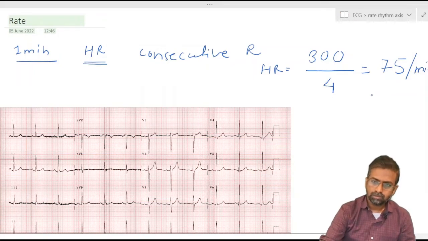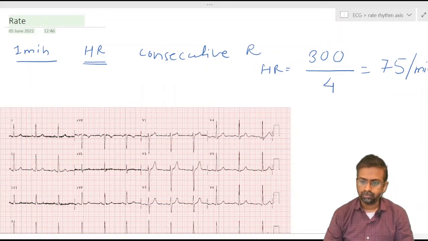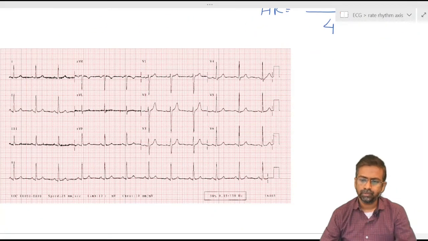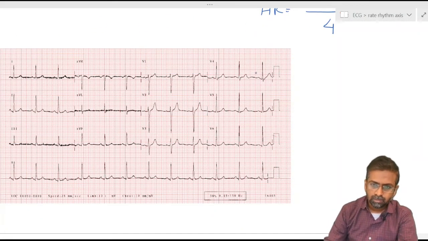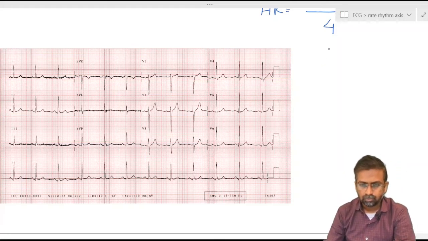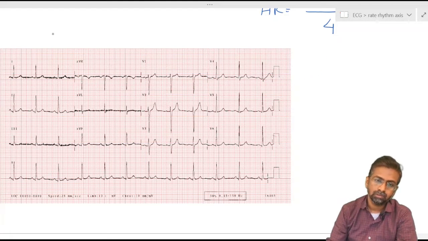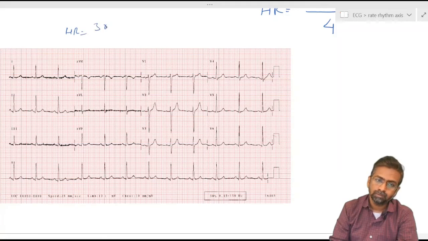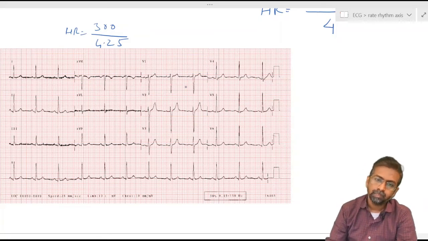But this formula may sometimes be a little bit inaccurate. Why is it so? Because sometimes there may not be exactly 4 large boxes between R waves. Like in this ECG you can see there are 1, 2, 3, 4 and slightly more, so it may be like 4.25. So how do you calculate the heart rate here? Ideally it should be 300 divided by 4.25, but it becomes a little bit tedious job.